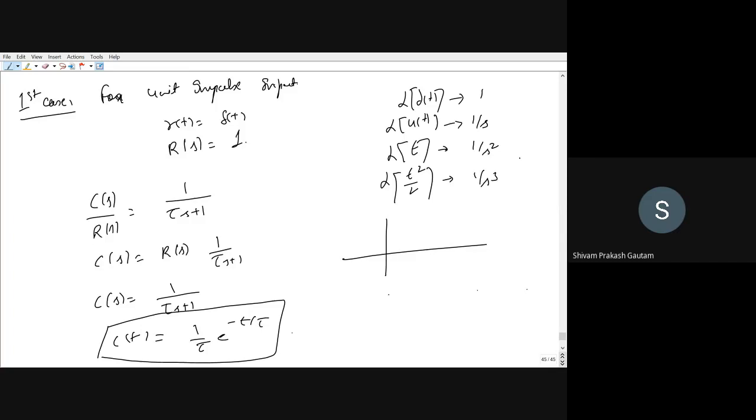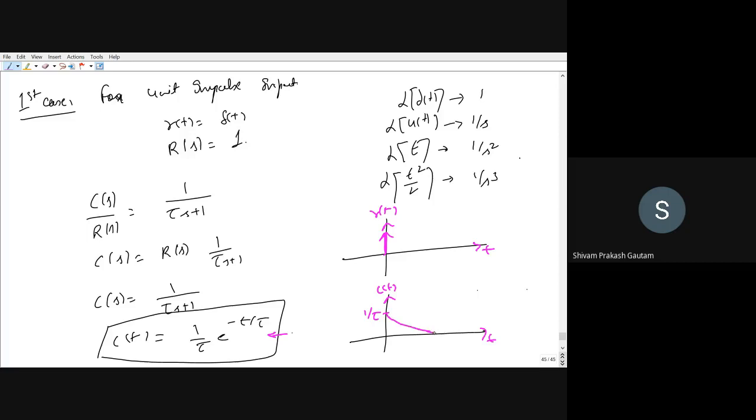How will the function look like? Let us suppose this is our input, that is r(t). This is our output, let us say c(t). How is our input? Input is unit impulse. That means it is only present at the origin. Elsewhere it is 0. This is in time, right? And how will our c(t) look like? At t is equal to 0, what is the value of c(t)? So 1 by tau. And at t is equal to infinity, it is 0.